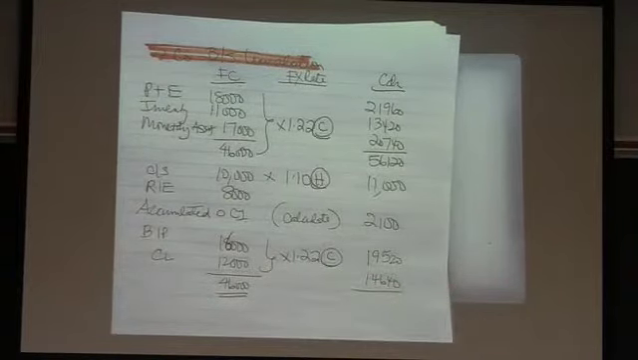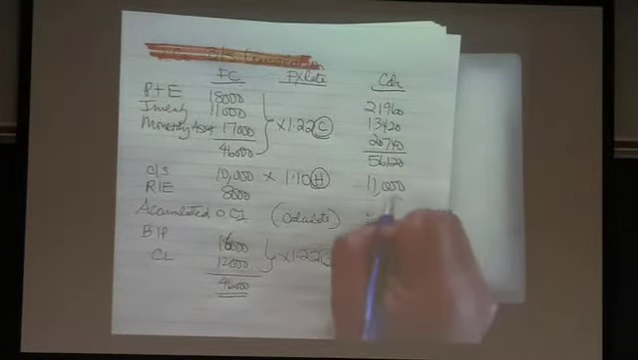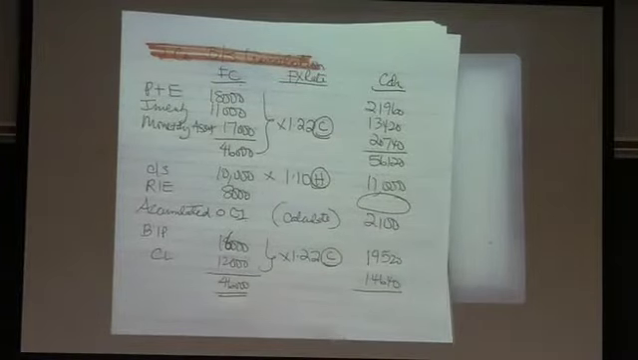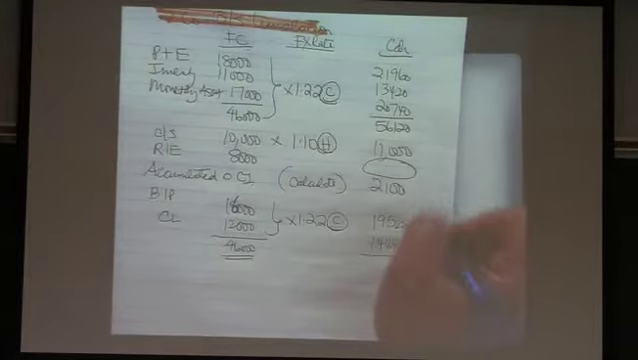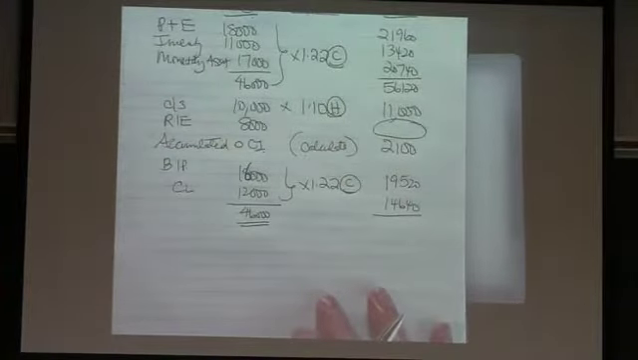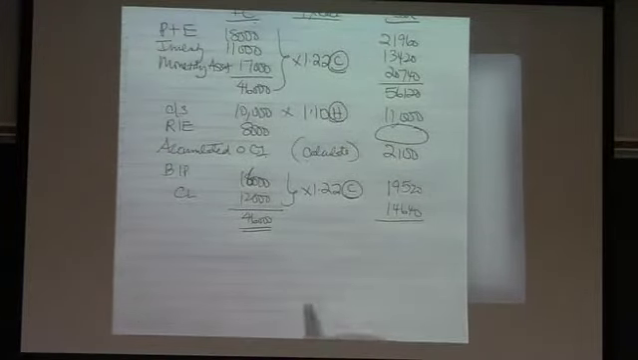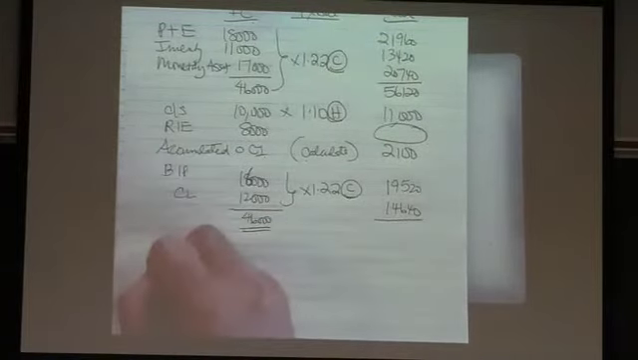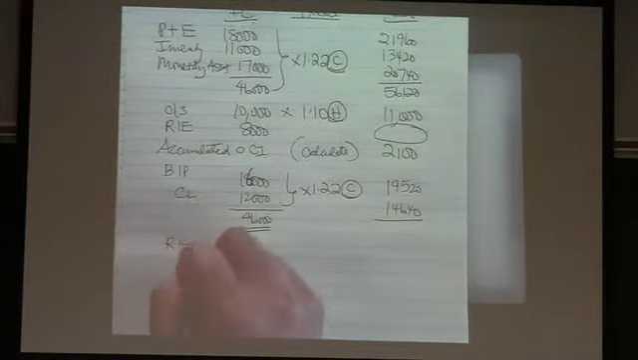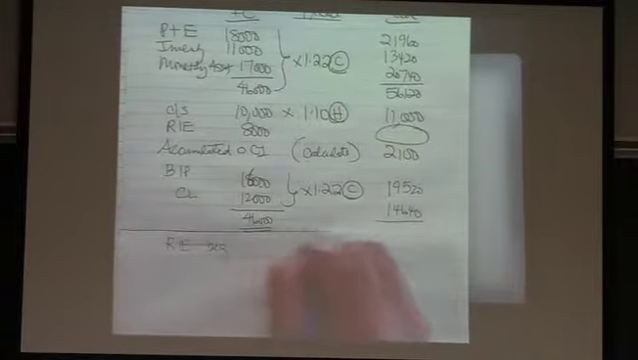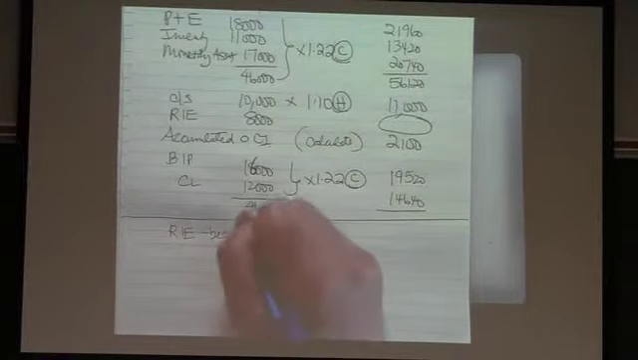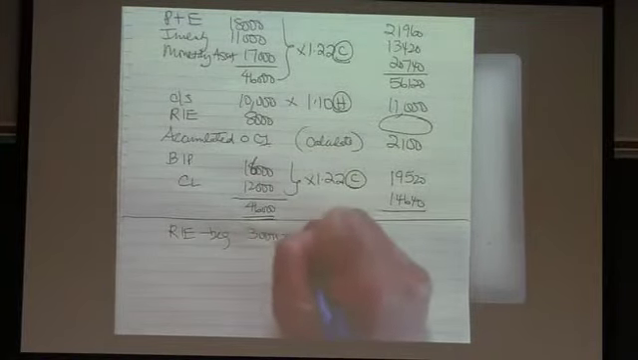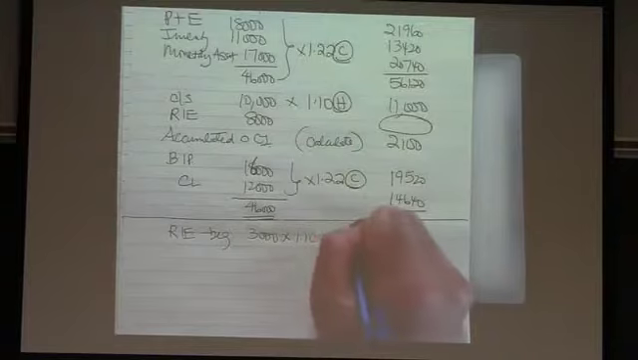Now, I need to figure out what this is. How do I do that? Well, I need to calculate the retained earnings. So let's do that down here. So retained earnings, beginning, okay, is 3,000 times 1.10 gives me 3,300.